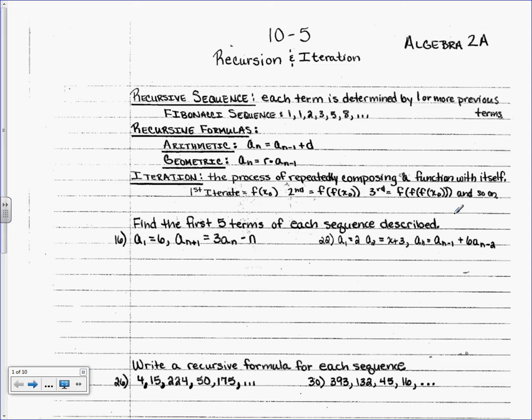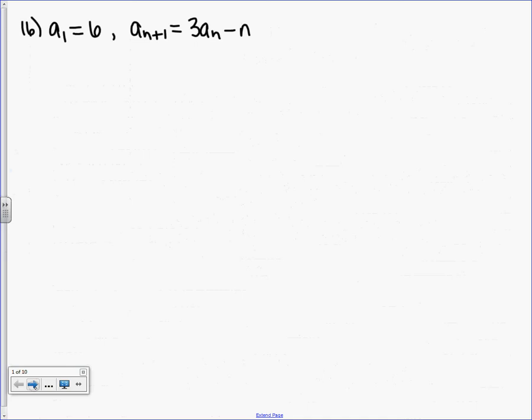So number 16, find the first 5 terms of each sequence described. I wrote these up somewhere else so that way I'd have more space because I ran out pretty quickly. They said the first 5 terms, so 1, 2, 3, 4, 5. That's how I start, okay?